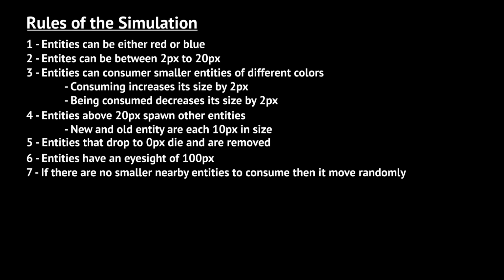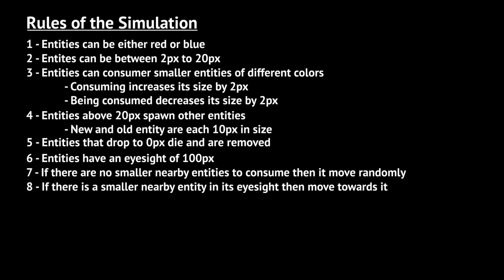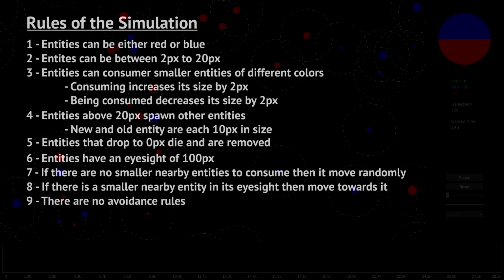If there are no smaller entities within its eyesight, the entity will randomly move between 1 to 7 pixels in a random direction. If an entity sees a smaller enemy entity in its eyesight, it will move in that direction. In the previous videos, it would move between 0.5 to 3.5 pixels, whereas from now on, it will move 1 pixel. There was previously no avoidance rules, meaning if a bigger enemy is within its eyesight, it is not even aware of it and completely ignores it.